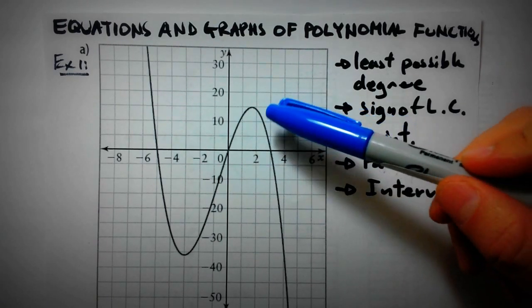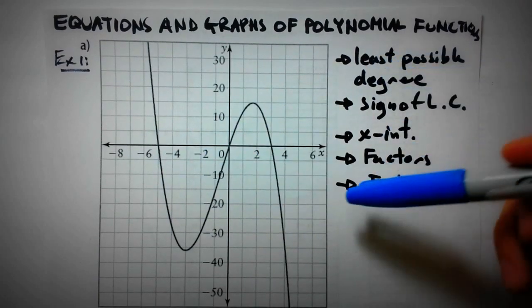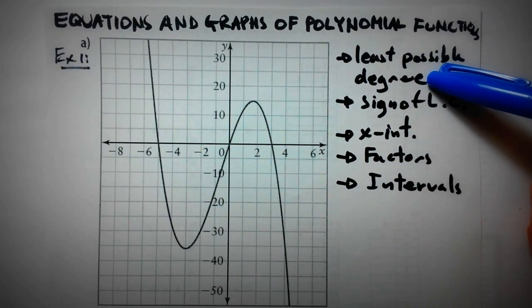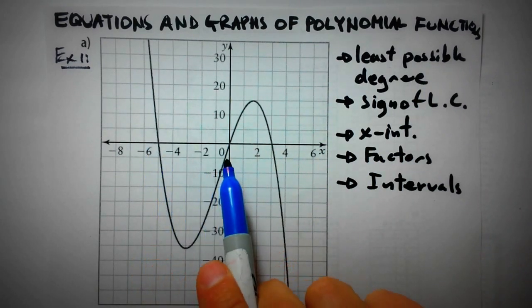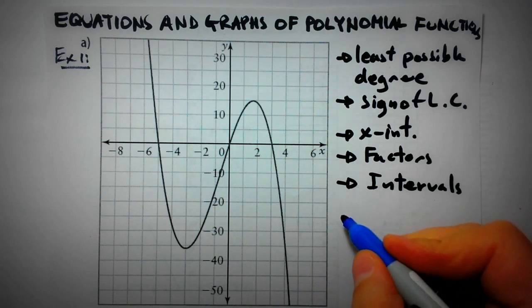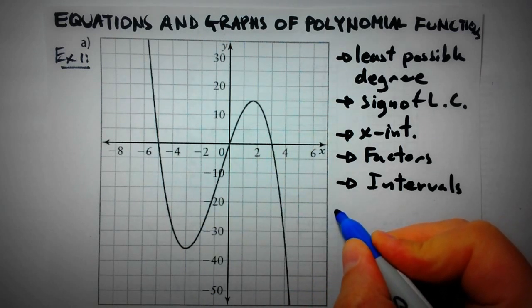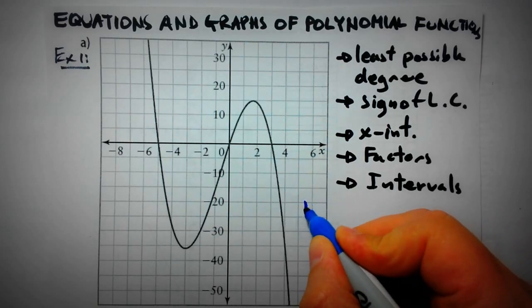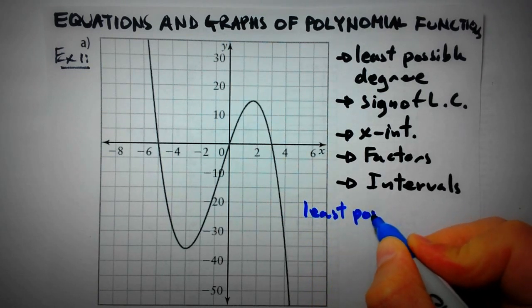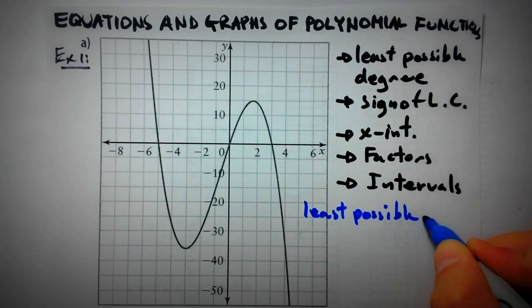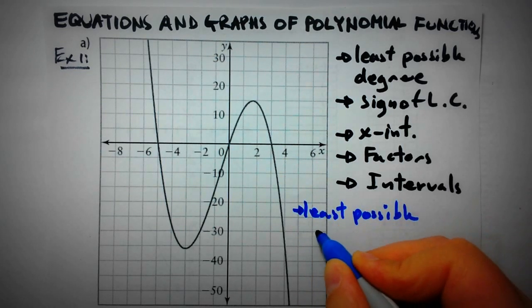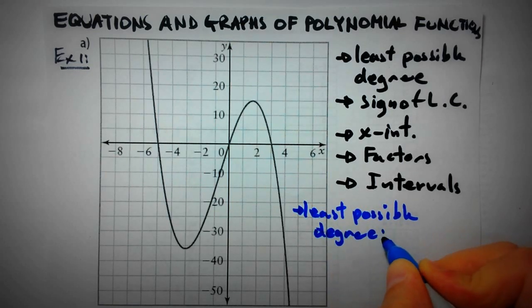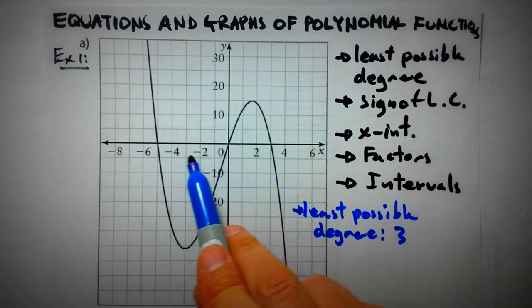So let's just start examining this graph. Let's start looking at example 1a, and first let's look at the least possible degree. You look at this graph and we know that it crosses the x-axis at 3 points. So we know that at least this has to have a degree of 3. So let's write this down as the answer. Least possible degree, it's 3. It crosses the x-axis at 3 points.